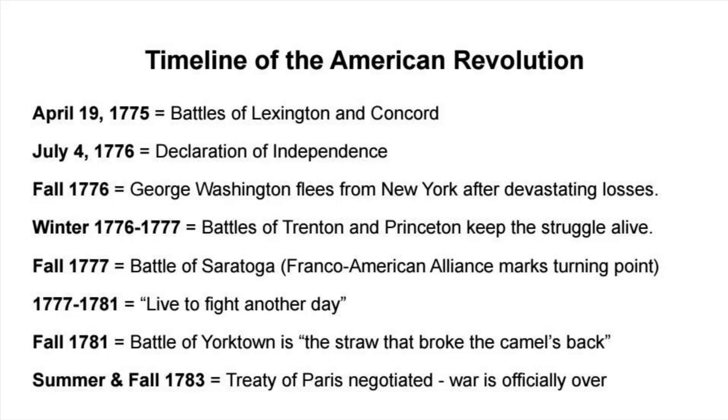Finally, in the fall of 1781, the Battle of Yorktown is what we could refer to historically as the straw that broke the camel's back. Meaning, the people back in Britain, the common citizen, look to the crown, the government in general, and say, let the colonies go. This is no longer worth the financial investment. This is no longer worth the cost in human life. Let them go. So in the summer and fall of 1783, the Treaty of Paris is negotiated, and the war is officially over, and you have the birth of a new nation, the United States.